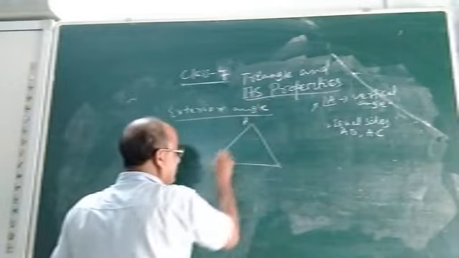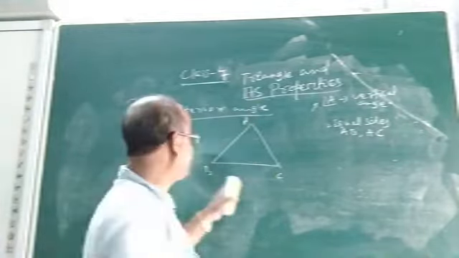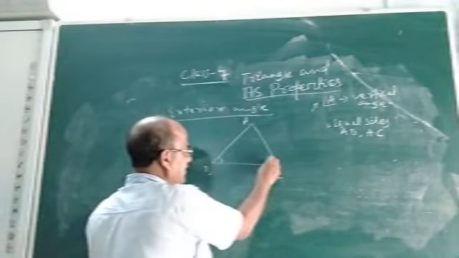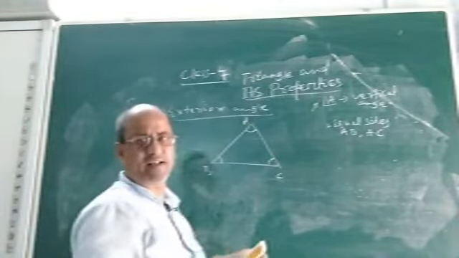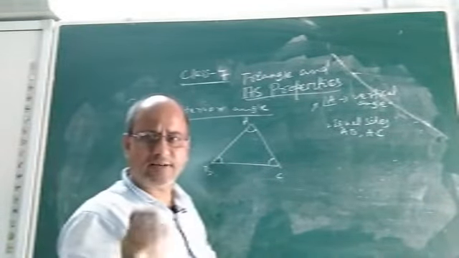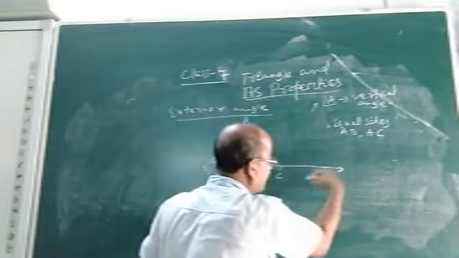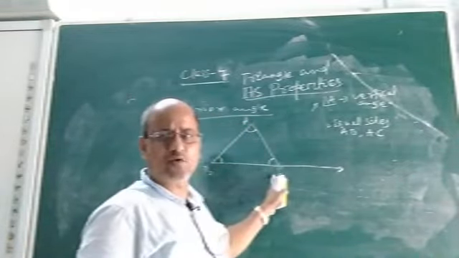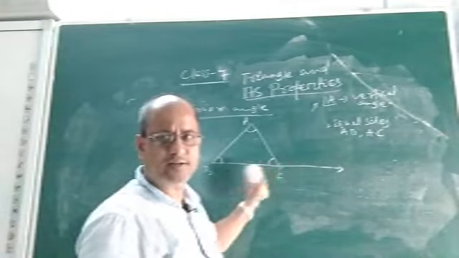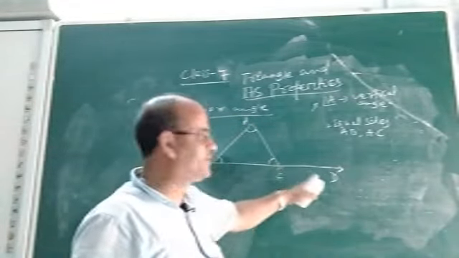Draw any triangle ABC. As you know, there are 3 sides. These angles are interior angles, 3 interior angles. Now, what is an exterior angle? To get an exterior angle, you just produce any one side. Producing means extending. Let us extend the side BC up to D.